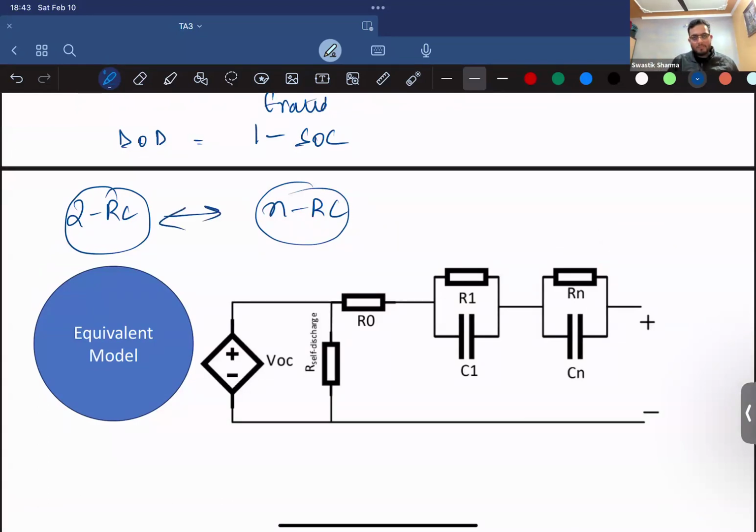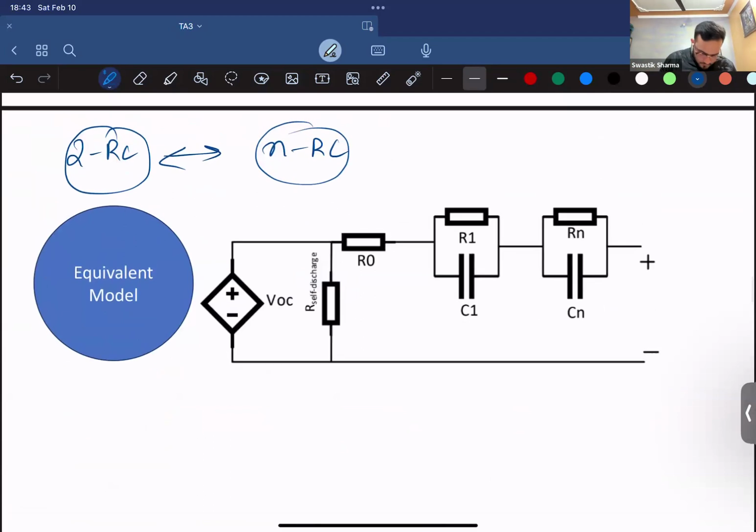So the higher the number of these time constants, the better the transient behavior that you can get from your battery. For the sake of simplicity, right now I am just showing a 2 RC model, or I have written it as N. So you can just say that it's an NRC model.